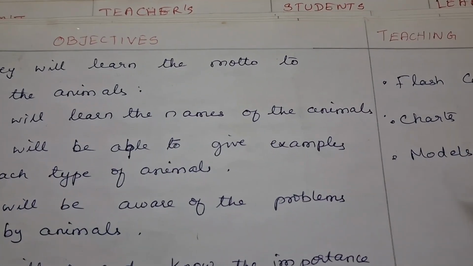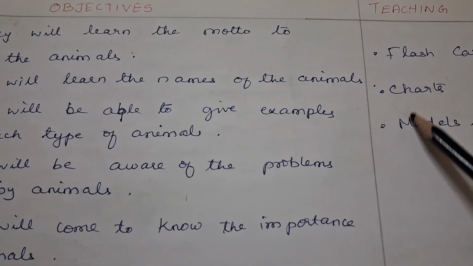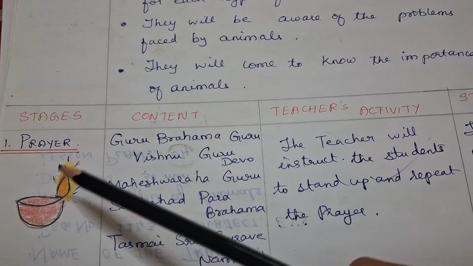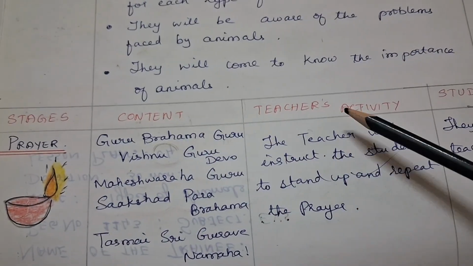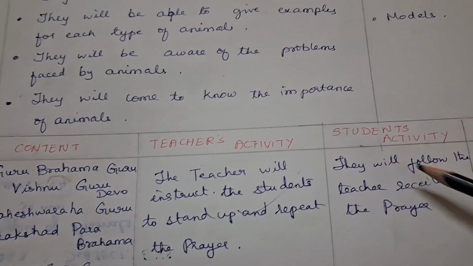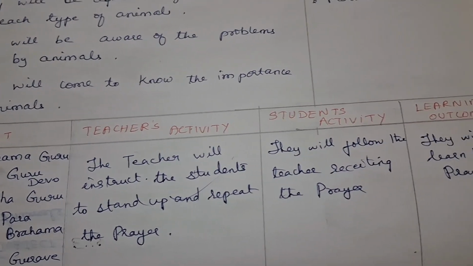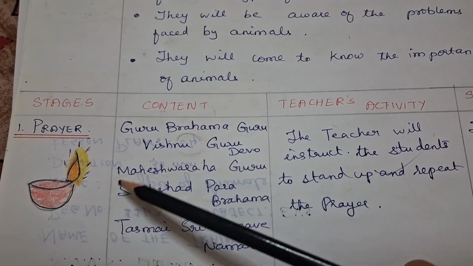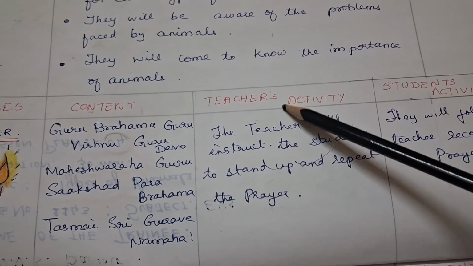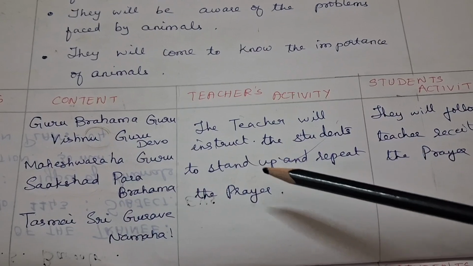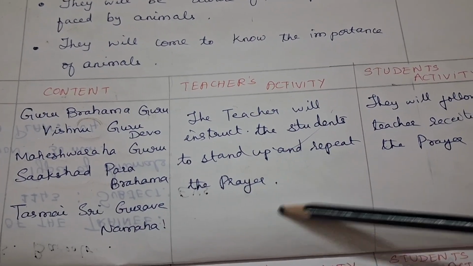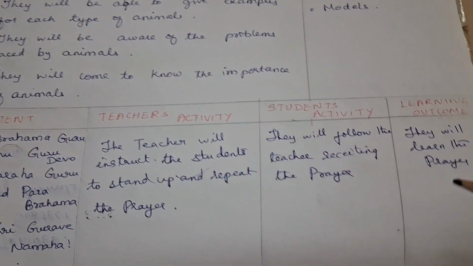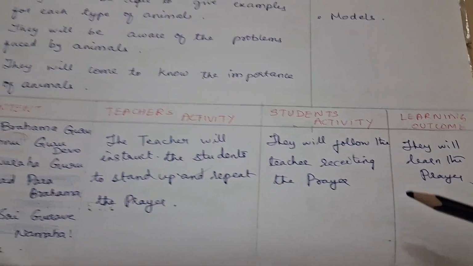Then here teaching aid used. So flashcards, then charts, models also can be used. So next one is stage. Under this: prayer, then content, teaching activity, students activity, and the last one is learning outcome. So under prayer, we are starting with some sloka. Then under teacher's activity, the teacher will instruct the students to stand up and say the prayer, and they will recite the prayer. So they learn the prayer.